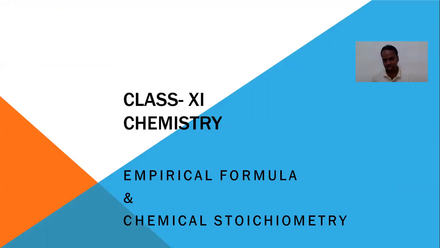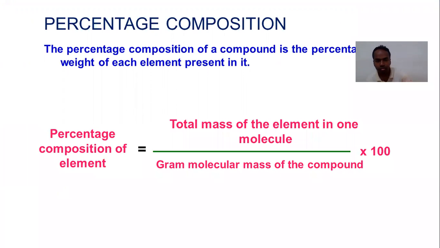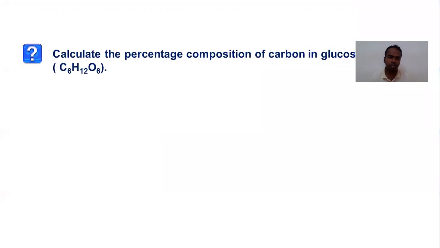Before discussing the empirical and molecular formula, you must know what percentage composition is. Let us see first what percentage composition is. Percentage composition basically indicates the percentage of a particular element in the compound. That is called percentage composition. You will get more clarity by taking one example of how to determine the percentage composition.